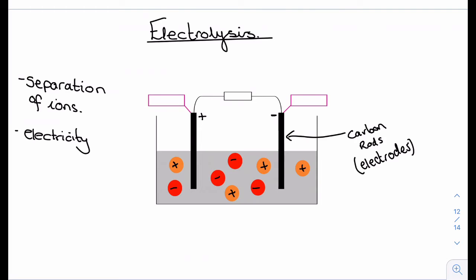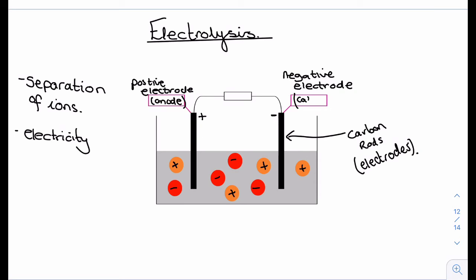So we have a positive electrode here, and that's often referred to as an anode, A-N-O-D-E. And then on this side it would be the negative electrode, because there is the minus sign next to it. And the negative electrode is known as the cathode.